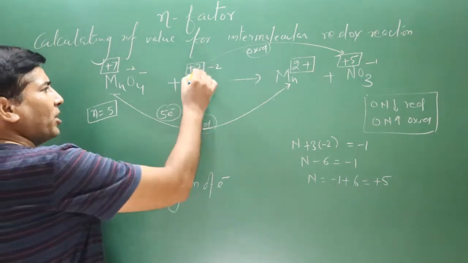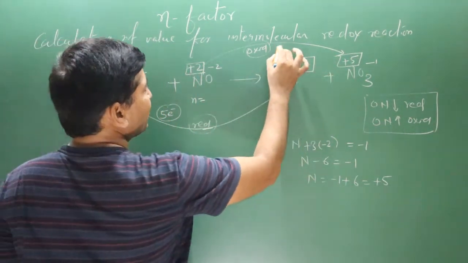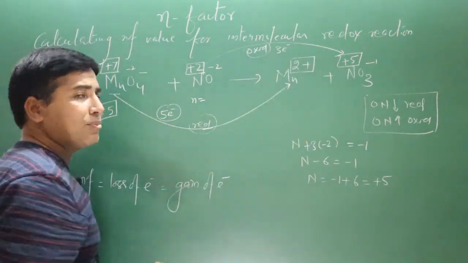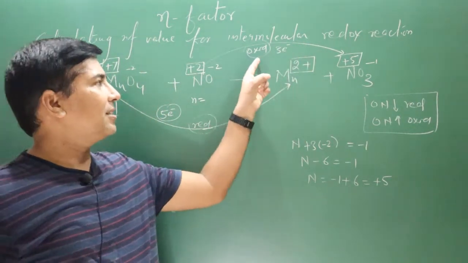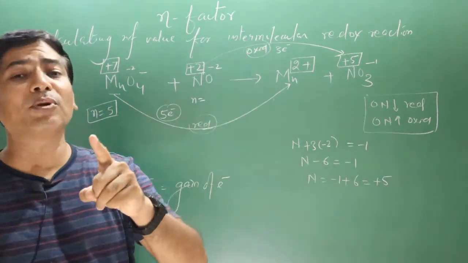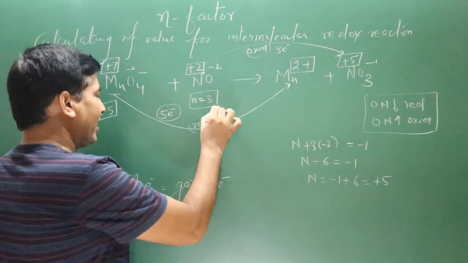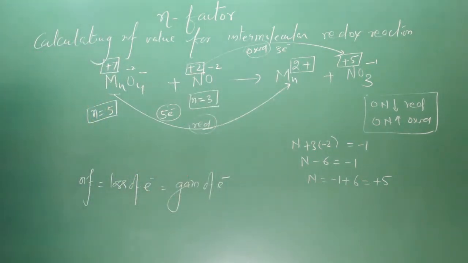So this is +2 and this is +5, then 5 minus 2 is equal to 3, and you can see we have 3 electrons. The difference in oxidation number is what? 3. Since it is an oxidation reaction, meaning loss of electrons is taking place, this species is losing how many electrons? 3 electrons, and the n factor will be what? 3. Okay, n factor is equal to the loss of electrons or gain of electrons.